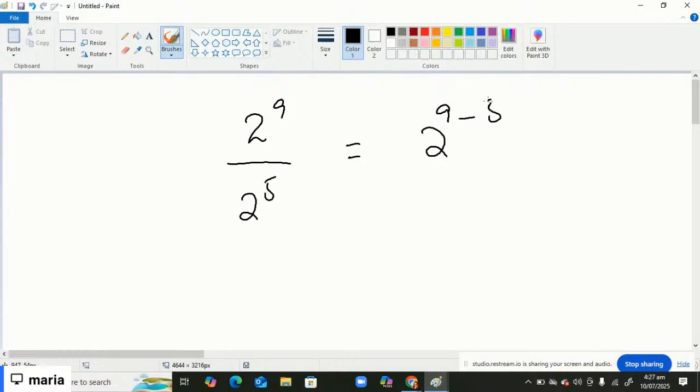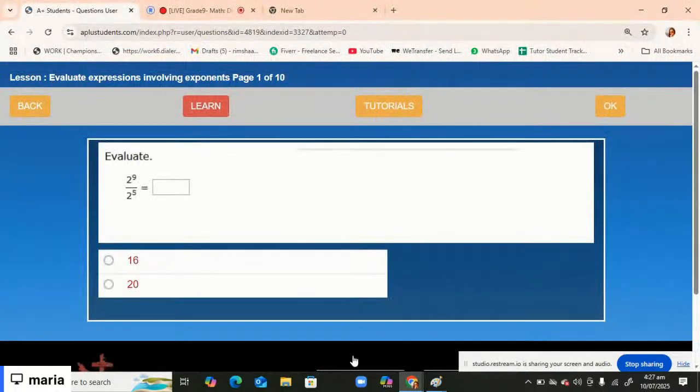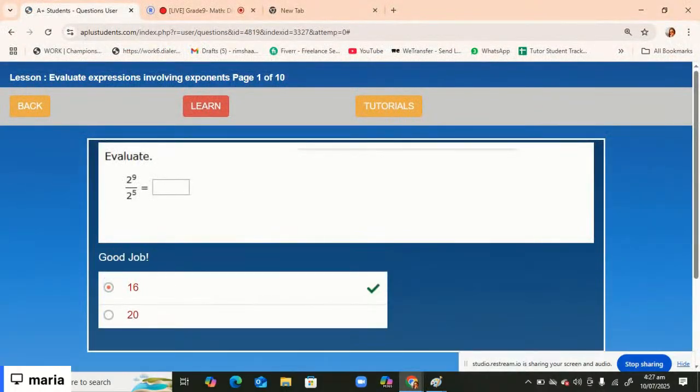2 power 9 minus 5, because it moves up, then 2 power 4. What does 2 power 4 mean? 2 power 4 means 2 is multiplied 4 times with each other. 2 times 2 is 4, 4 times 2 is 8, 8 times 2 is 16. So here the answer is 16.